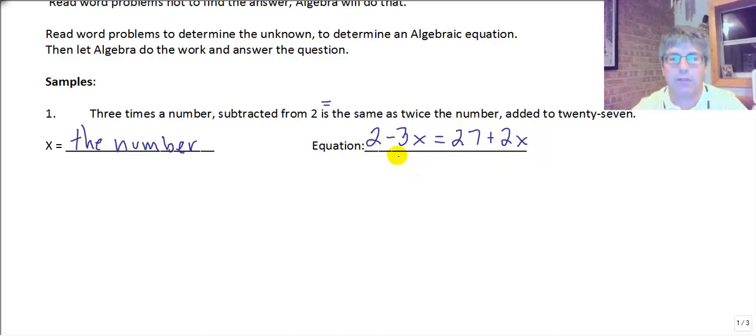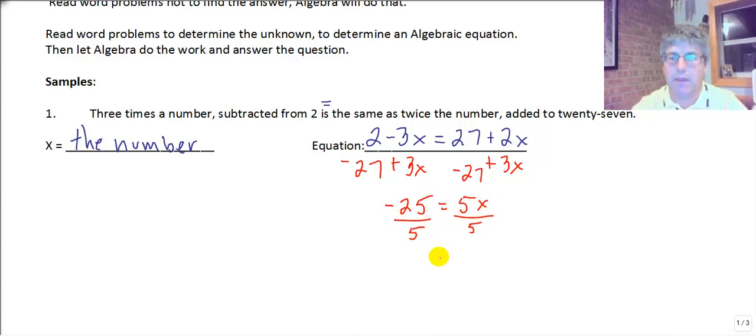We can go ahead and solve our equation. I'm going to add 3x to both sides. I'm going to subtract 27 from both sides, which leaves me with negative 25 equals 5x. I divide by 5, and I get x equals negative 5. So apparently negative 5 is our number. And can x be negative? Sure it can. Negative numbers are numbers, so that could work for us.